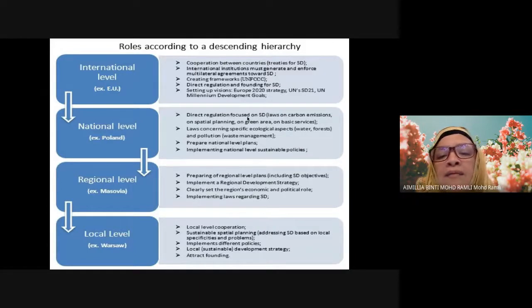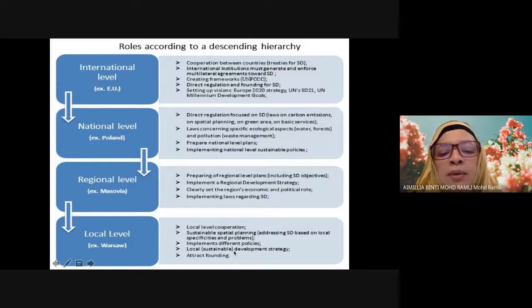Yeah. So preparing of regional level plans, including SD objectives, where now this is the regional level where they move to the state level. Okay, in Malaysia we have 13 states, so each state will have sustainable development objectives. So implement a regional development strategy, clearly set the region's economic and political role, implement laws regarding SD. And then finally, the local level, which is covering towns, for example, a specific town or city in the state. Yeah. And then local level cooperation is needed. Sustainable spatial planning, addressing SD based on local specificity and problems, implements different policies, local development strategy, attract funding.